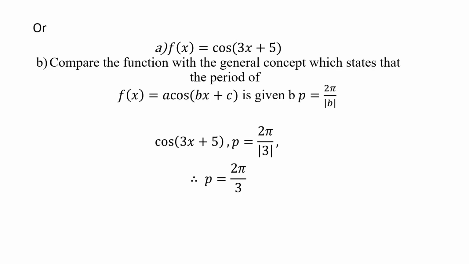Case number 2, when we use the general case, we know that for a cos of bx plus c, its period is given as this one. When you identify from the given function, you see that b is 3. So when you replace there, you get the period as 2 pi divided by the absolute value of 3. Then p becomes 2 pi over 3.